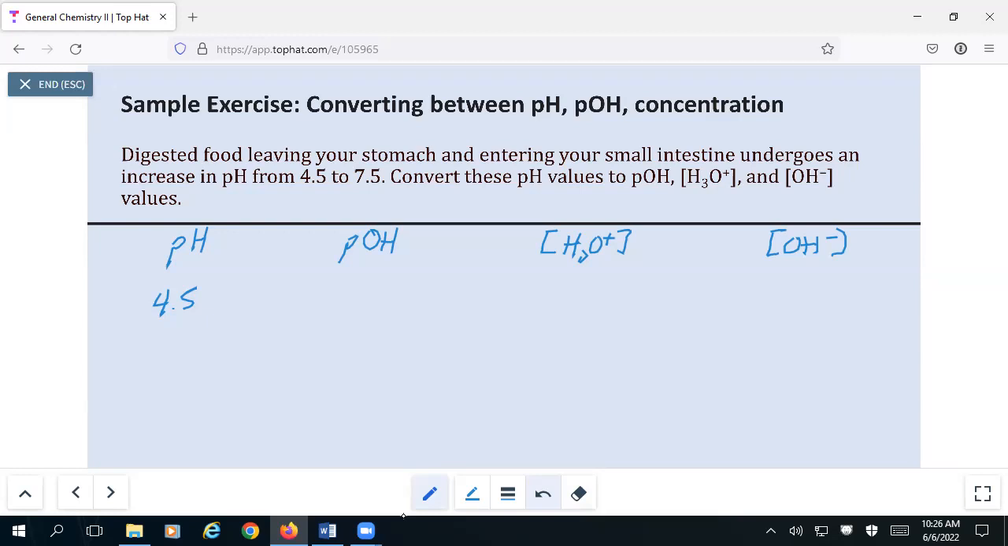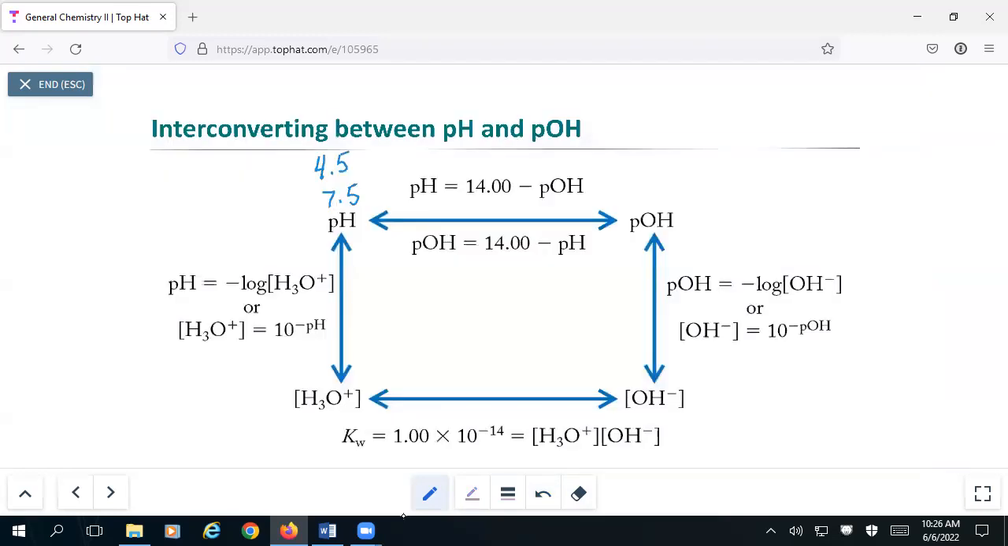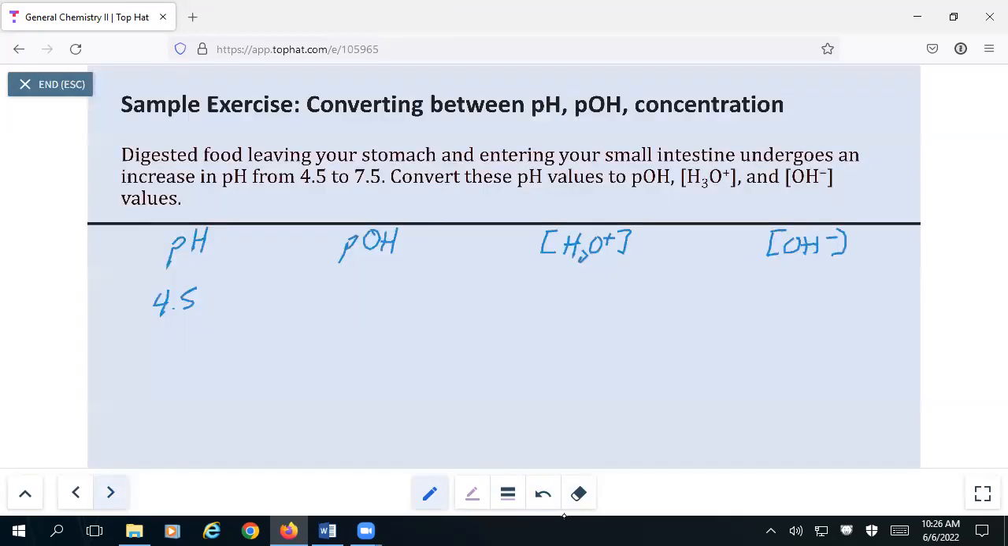And so the workaround here to turn pH into pOH, I just need to subtract the pH from 14. Easy enough. 14 minus 4.5 is 9.5. Okay, so far, so good.